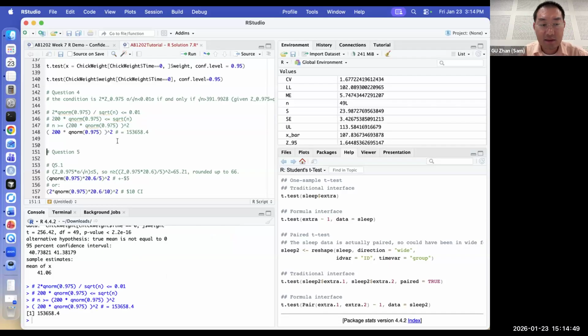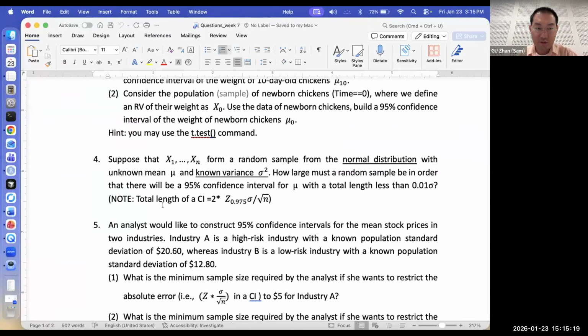Okay, so that's the sample size that you want to achieve. This is n, right? n is actually greater than this one. Okay, so n equal to this one plus round up. So 153.659. Yes, right.